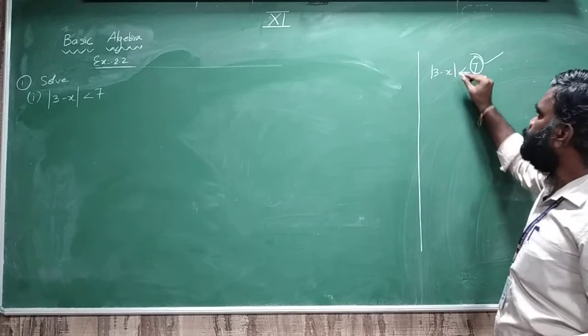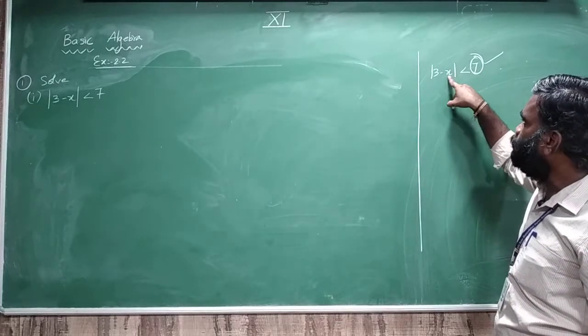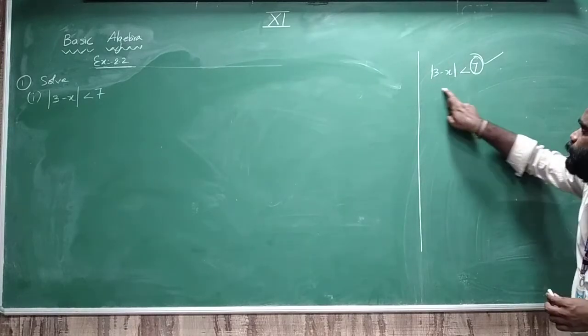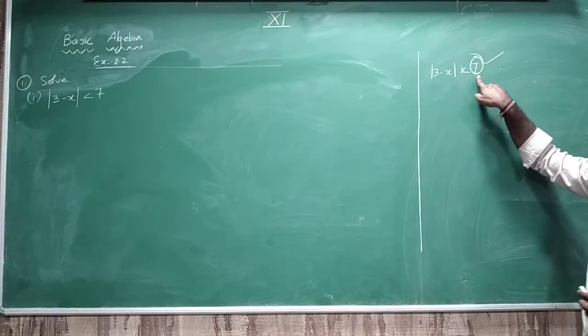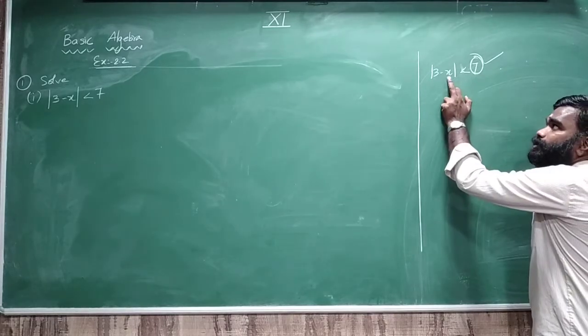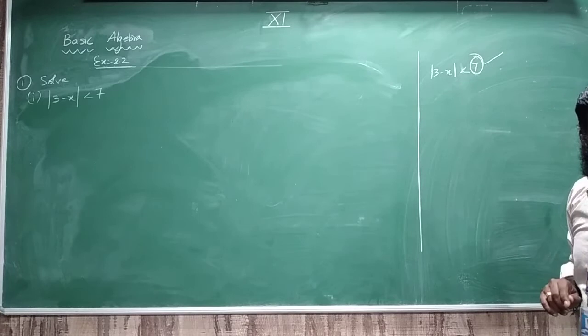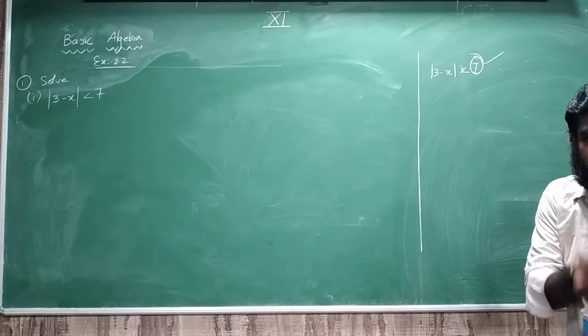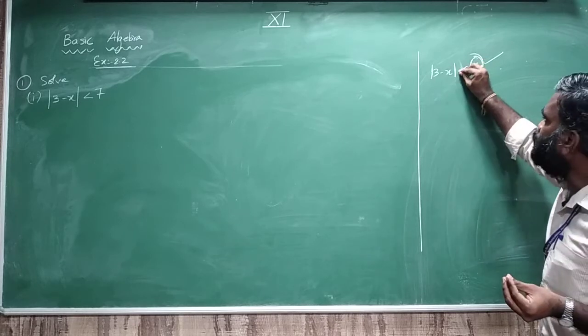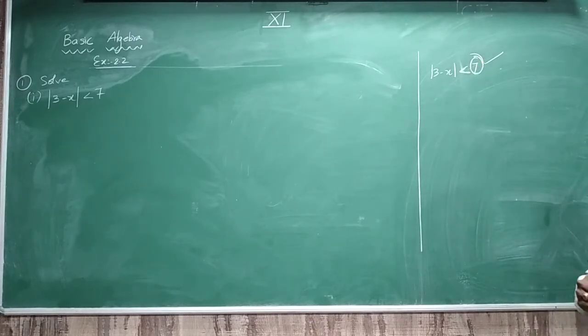So for 3 minus x, what values do I need to substitute in x so that this modulus function will be less than 7? Listen carefully. What are the values I need to substitute in x so that this modulus function will be less than 7?